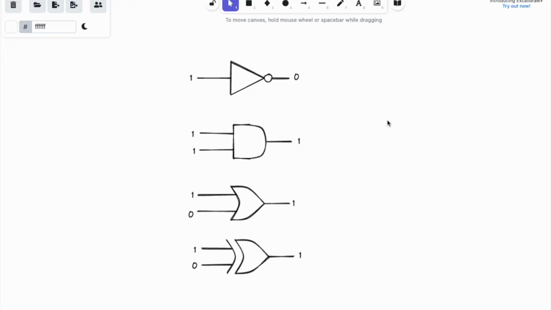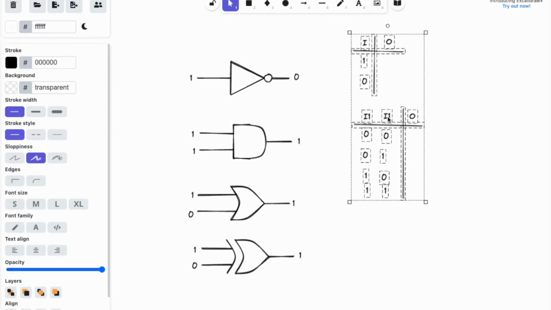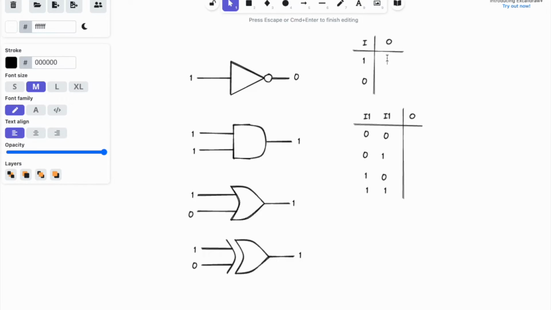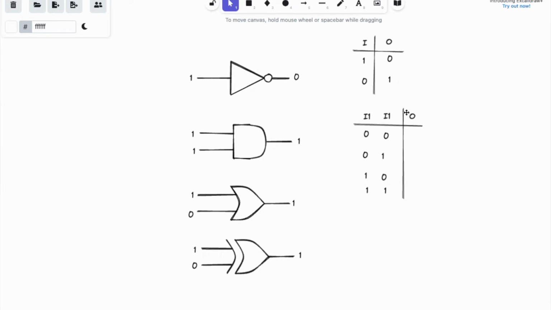To help explain the relationship between the output of a gate given its inputs, we can use a truth table. A truth table records all the permutations of the inputs to the gate and their associated output. Here I have two differently sized truth tables, one for the single input NOT gate and one for the double input AND, OR and XOR gates. Filling these truth tables out, we have an output of 0 for a NOT gate if the input is 1 and an output of 1 if the input is 0.